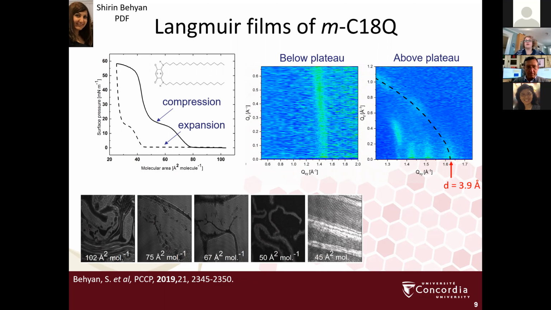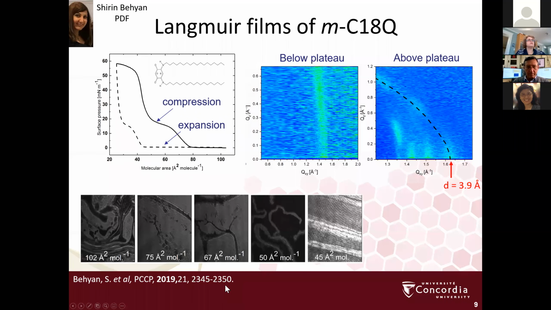And then we have this pattern, which lies on the Debye-Scherrer ring for a 3D powder, where the d spacing corresponds to about 3.9 angstroms, which is too small for our chains, and in good agreement with the aromatic ring-ring spacing that's been reported. This pattern does not change throughout the compression above the plateau. So it's invariant and remains exactly in the same positions.